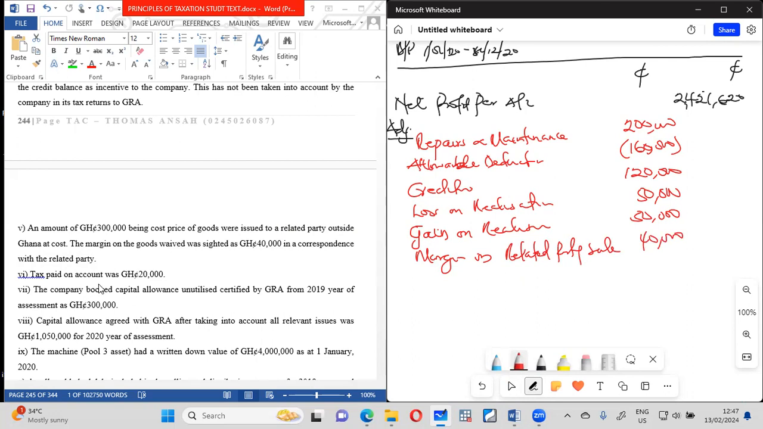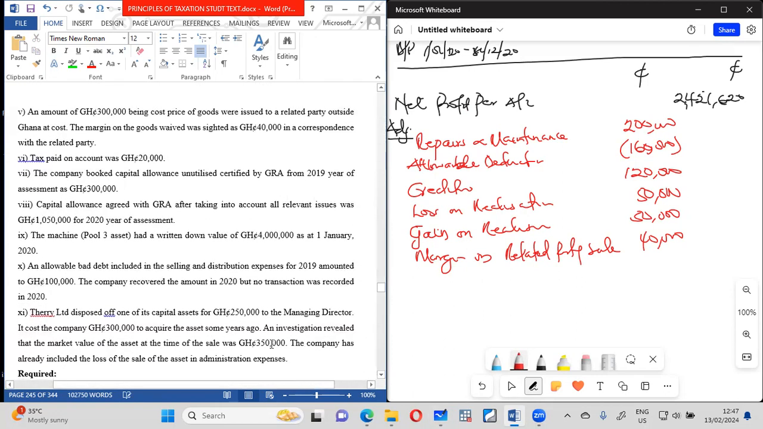All right. Then tax paid on account, we would use it as a deduction on the person's tax. The company has a book capital allowance. So the proper capital allowance for deduction too is this one. Okay, so this one would have been in, but they said that capital allowance after taking into account all relevant issues, all right, all relevant issues. So we will use this as our capital allowance. I think the repairs, have we done that? Yeah, we've done the repairs. Okay, that was the first thing.